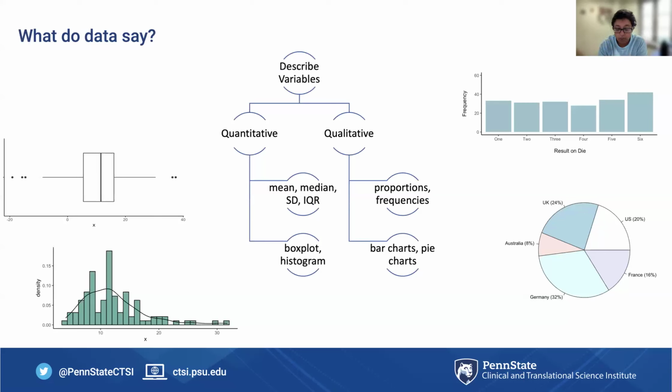For example, to summarize your quantitative data, we can use numbers like mean, median, standard deviation, or you can use graphs like box plots or histograms. So this will give you an idea about the shape of the data, right? And if you have qualitative variables, then you can use numbers like proportions, frequencies, or graphs like bar charts.